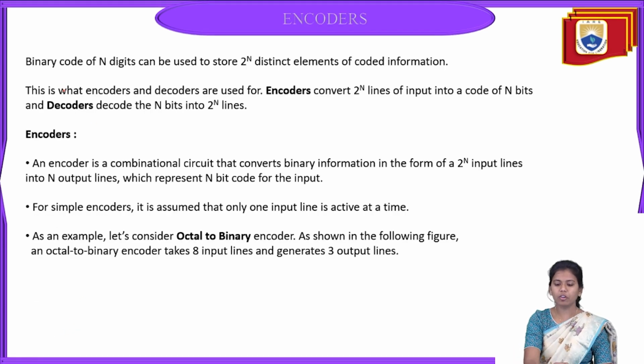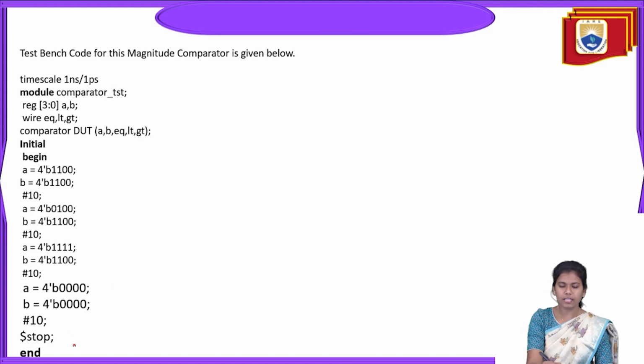And the binary code for n digits. So if you are considering any n number of digits to compare, then it is stored accordingly. Okay, so this is nothing but the endmodule, sorry. So it is all about the magnitude comparator.